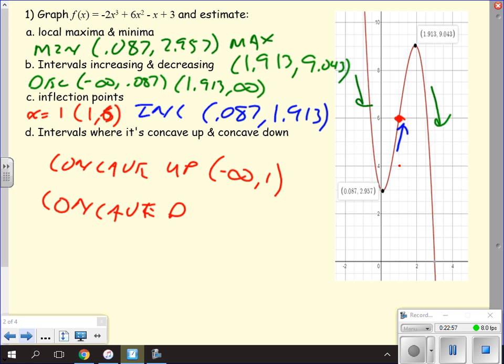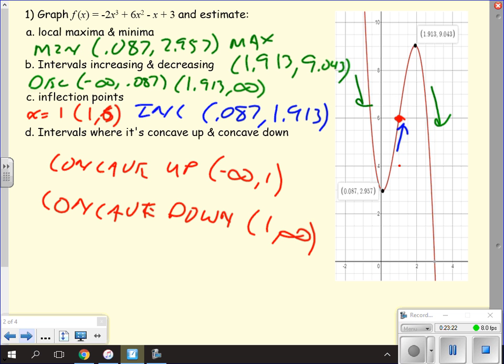Concave down from 1 to positive infinity. Concave up, concave down. It is entirely possible for a graph to have no concavity. There's only one graph that has no concavity: a straight line. Any straight line has no concavity.